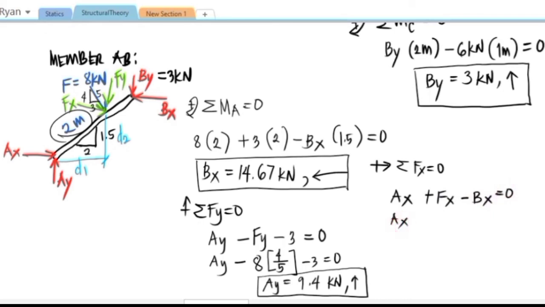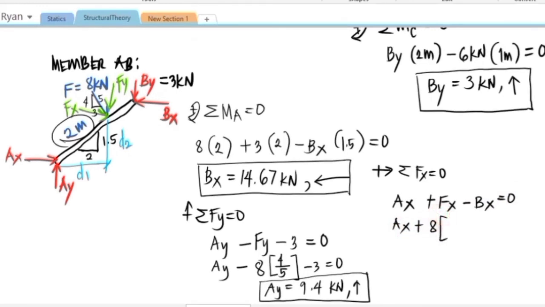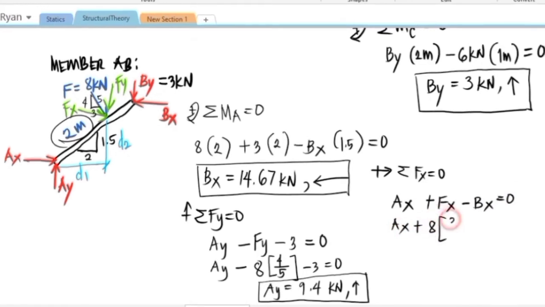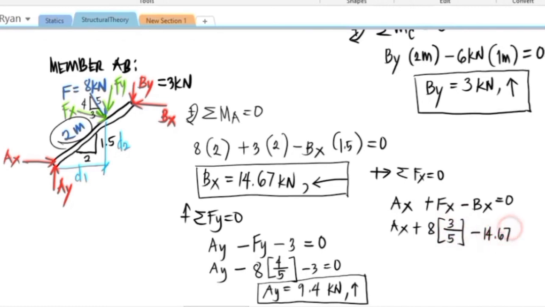So AX plus FX, so that's 8 kilonewton, multiplied by the horizontal component ng slope, so that is 3 over the diagonal 5, minus BX, since we already computed for the value of the BX, that is 14.67 kilonewton is equal to 0. So solving for the value of AX is equal to 9.87 kilonewton. Since positive yung lumabas na sagot, meaning tama yung assumption that AX is directed to the right.